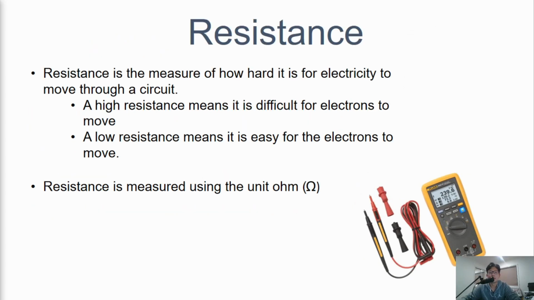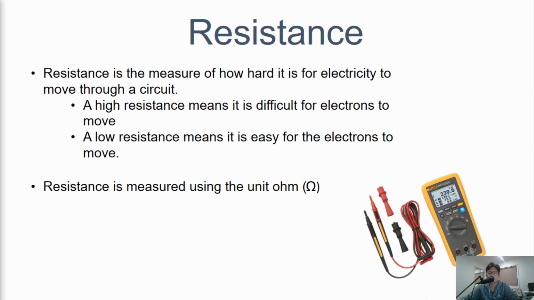And the third main term we need to know is resistance. So resistance is the measure of how hard it is for electricity to move through a circuit. A high resistance means it is difficult for electrons to move, and a low resistance means it is easy for the electrons to move. And resistance is measured using the unit ohm, and this symbol is often used. It's the Greek symbol for omega.